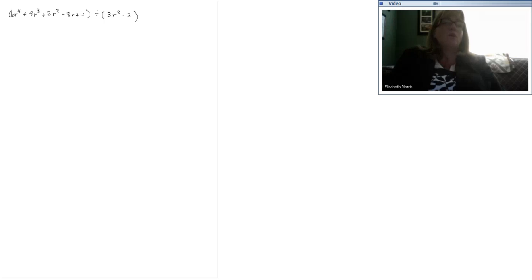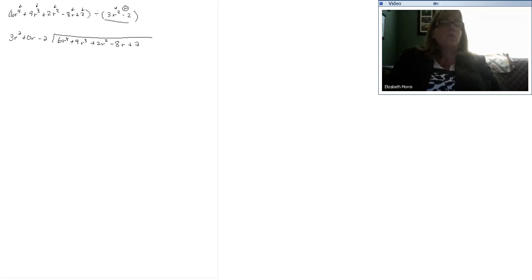Okay, 4, 3, 2, 1, none. But look at what we're dividing by. We are missing just a plain r. So you can miss them on the outside too. So you're going to put 3r squared plus 0r minus 2 into 6r to the 4th plus 9r to the 3rd plus 2r squared minus 8r plus 7.